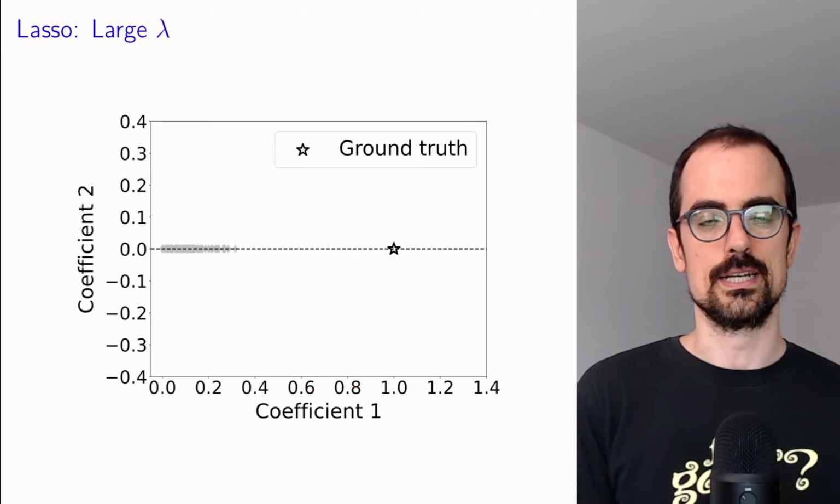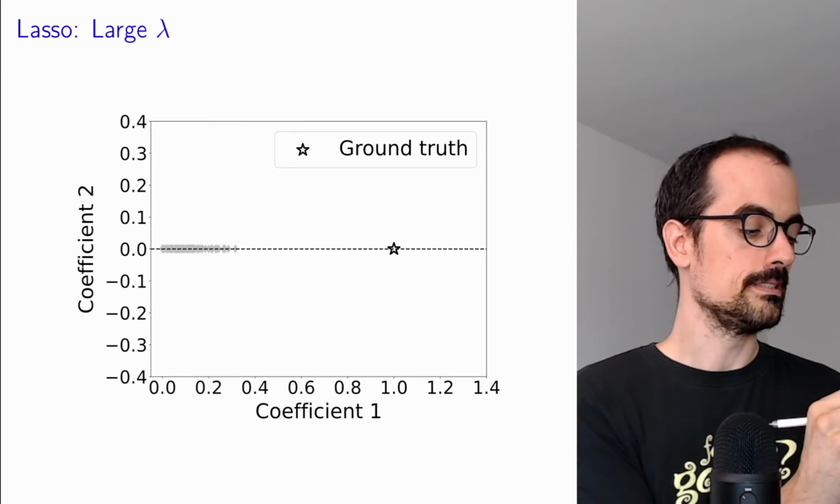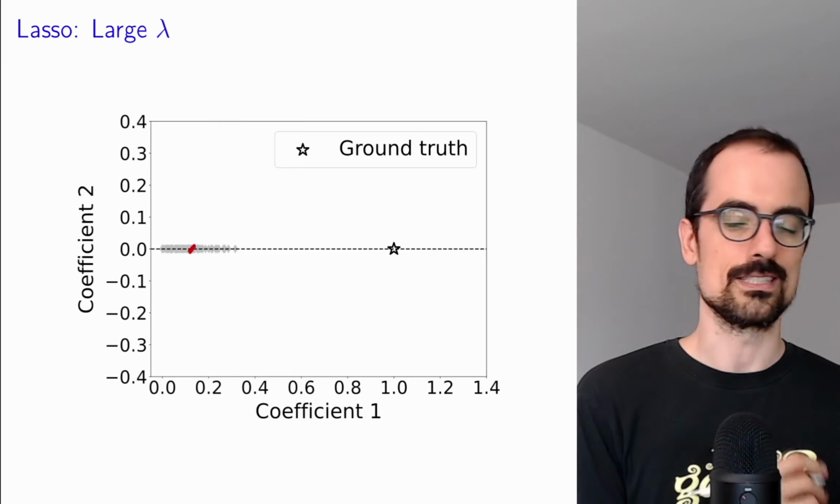If we have a value of the regularization parameter that is too large, then this is going to be very biased towards 0, but you can see that it's very sparse. So it still has the right sparsity pattern.